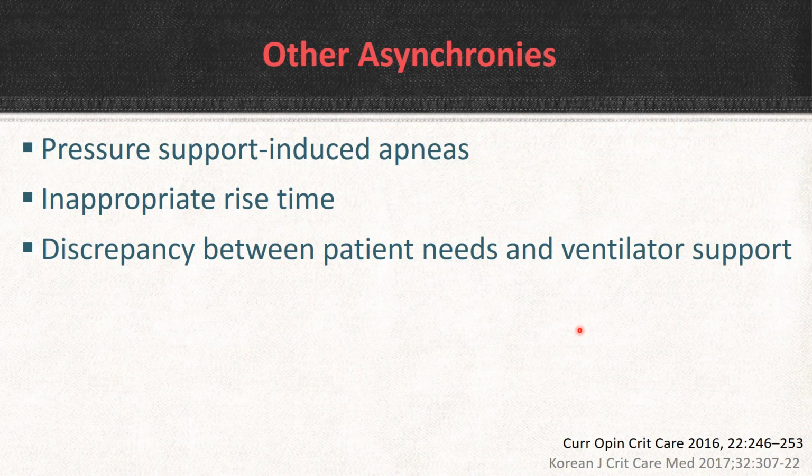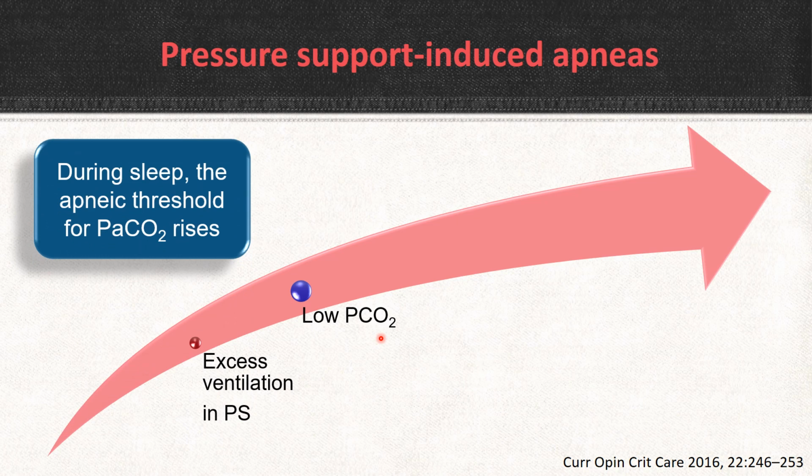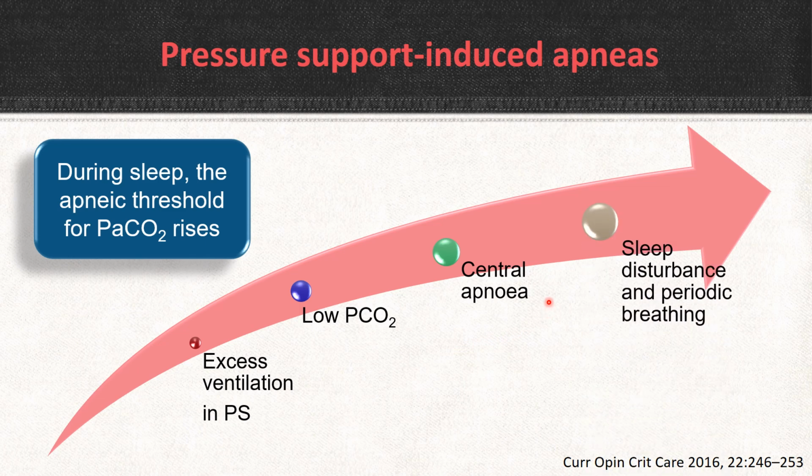There are other types of asynchrony like pressure support induced apnea, inappropriate rise time and discrepancy between the patient's need and ventilator support. So, in pressure support mode, if we provide excess ventilation by higher pressure support, that causes low PCO2, which can reduce the neural drive for respiration and can cause central apnea. And this central apnea in pressure support ventilation can cause sleep disturbance, periodic breathing and patient discomfort.